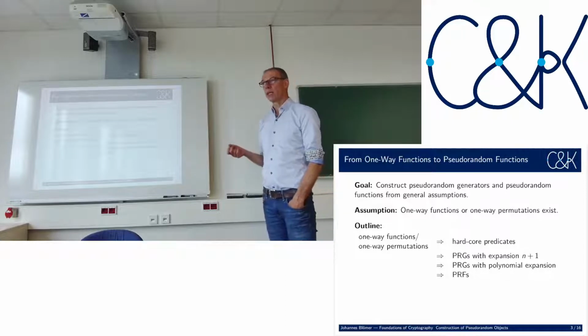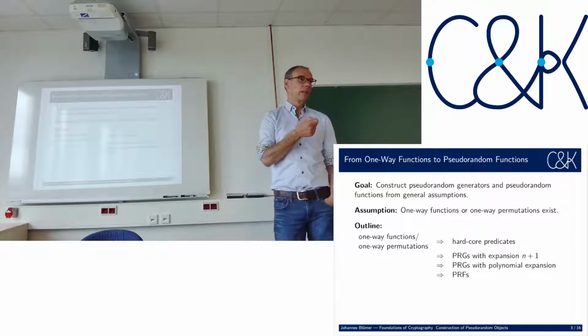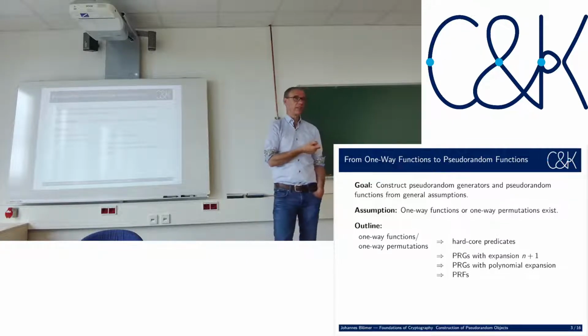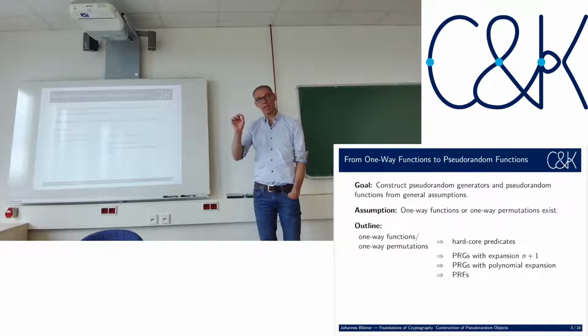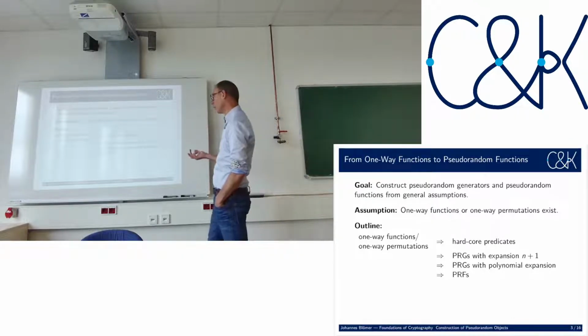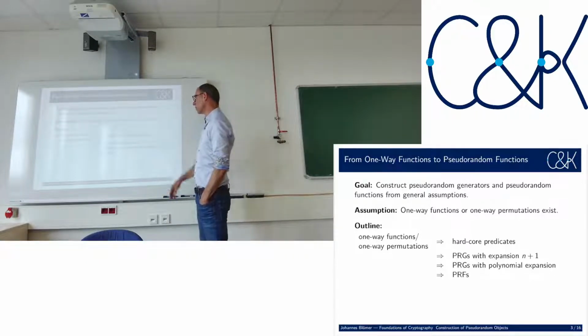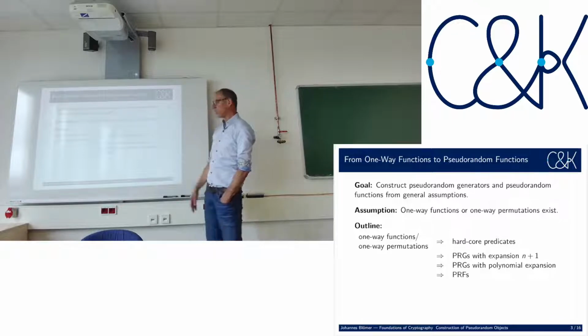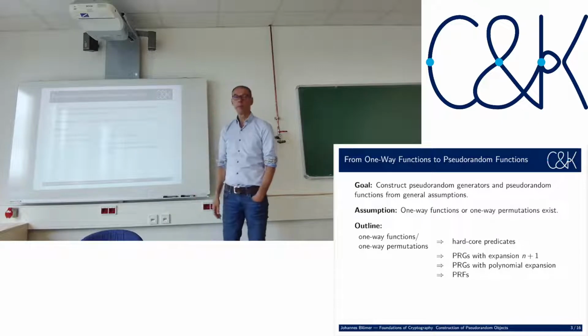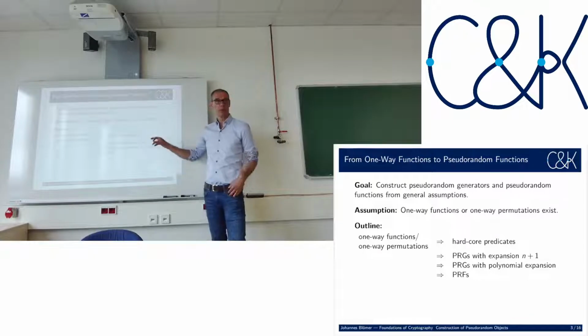Hardcore predicates are predicates of a value x that are hard to predict given only the function value of x. So you're not given x itself, but the hardcore predicate is defined of x. Instead, you're given f of x. And then given f of x, it's hard to predict or compute this other predicate. And one can show that if one-way functions exist, hardcore predicates exist. And then one can show that hardcore predicates and one-way functions or one-way permutations immediately lead to pseudorandom generators with expansion n+1.